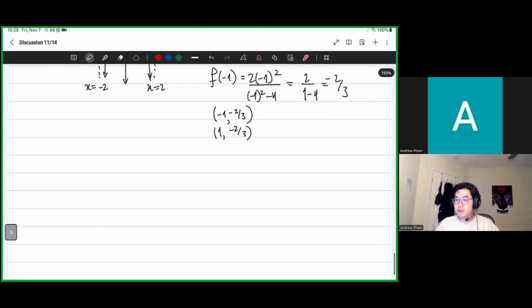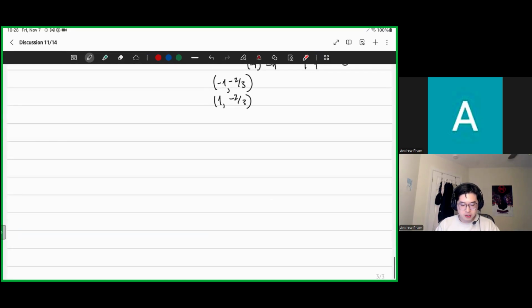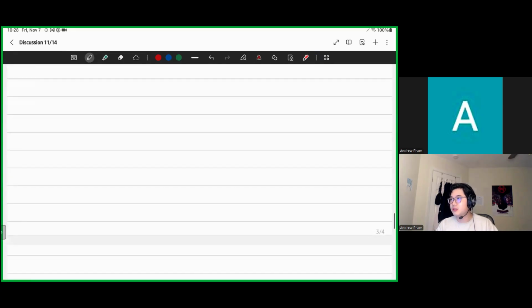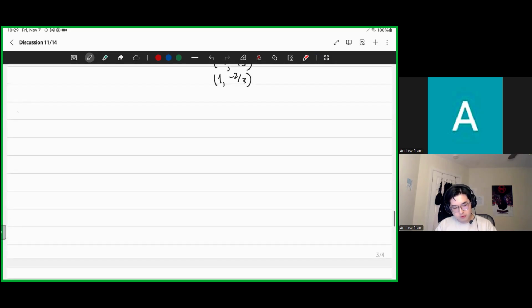So that wraps up rational function graphing. Now what we're going to get into is talking about exponentials, exponentials and logarithms. So this is coming from 4.2. 4.2 is talking about exponential functions.